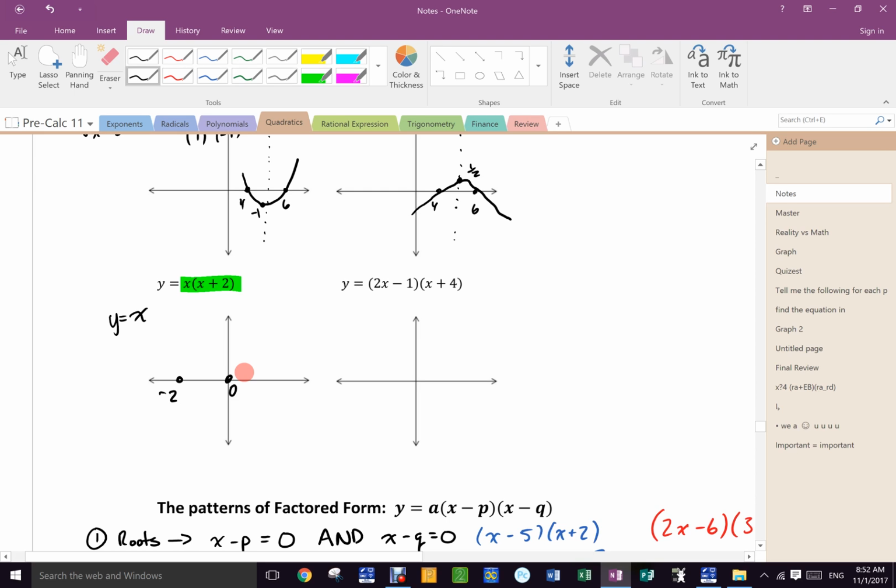Right in the middle. Negative 2 plus 0 is negative 2. Negative 2 divided by 2 is negative 1. So my axis of symmetry is at negative 1. What do I do with negative 1 once I have it? Plug it in. What's negative 1? Negative 1 plus 2. What's negative 1 plus 2? 1. What's negative 1 times 1? Negative 1.